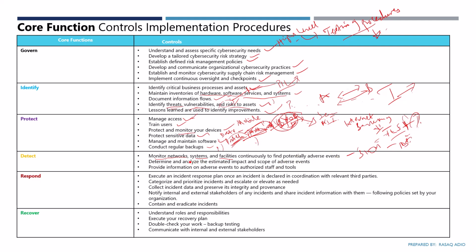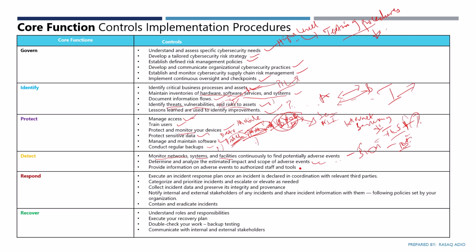Then determine, analyze, and estimate impact and scope of adverse events. So just like what we have discussed previously, if intrusion detection is identifying that something abnormal is coming to your environment, you take it up, you start analyzing, look at the impact, look at the patterns that event is taking within your environment, and you take appropriate controls to mitigate it.